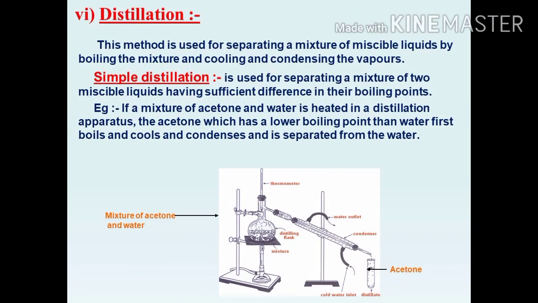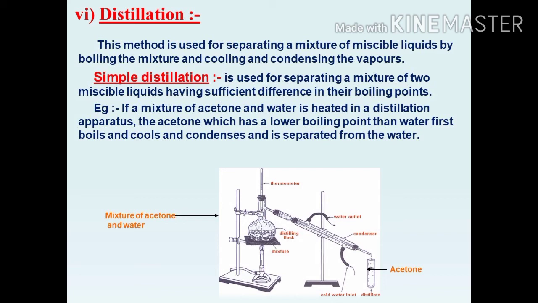The next method of separating the components of a mixture is distillation. This method is used for separating a mixture of miscible liquids. Decantation method is used to separate the components from immiscible liquids. Distillation method is used to separate the components from miscible liquids by boiling the mixture and cooling and condensing the vapors. Simple distillation. Simple distillation is used for separating a mixture of two miscible liquids. What is a miscible liquid? A liquid which is completely dissolved in another liquid is called a miscible liquid.